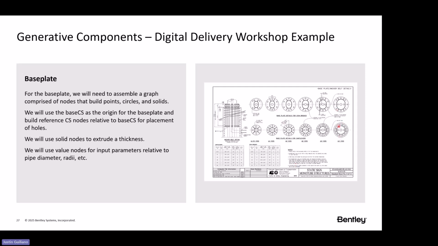So it's always helpful to pre-plan what you're going to be building. If we know we're going to build the base plate, we want to try to identify all the variables that are going to influence this, and then try to use those as value nodes so that we aren't updating 100 nodes, we're only updating 10 per se. So with this, we're going to use the base CS and build everything relative to the base CS, because ultimately when we reference all this together, that's going to be our origin point for the cell itself. So we're just going to build it relative to our base CS. We don't have to worry about moving it anywhere. We're going to use some solid nodes to extrude a thickness, and then we're going to use value nodes for the input parameters relative to our pipe diameter, the radii, etc.